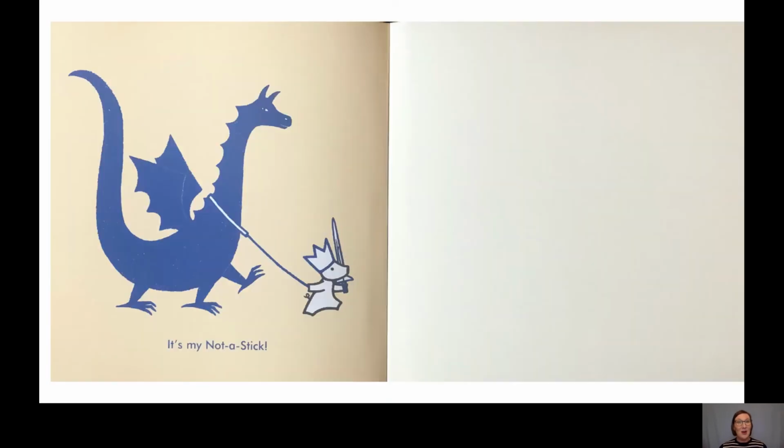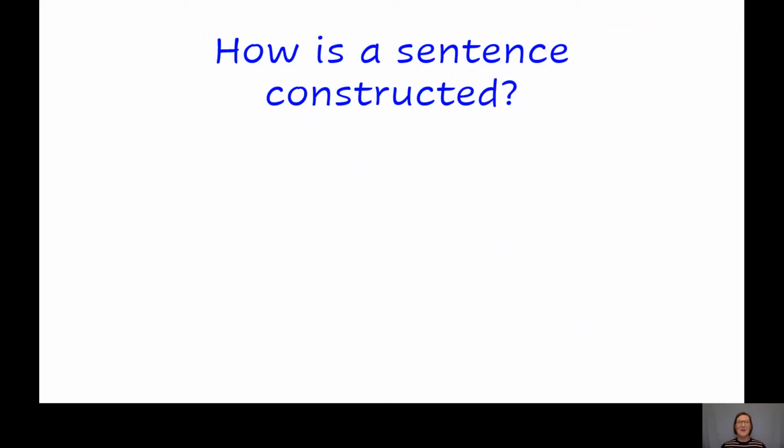It's not a stick. It was really good, wasn't it? Did you notice when I was reading the pages that were brown, I was saying that in a really bossy voice? Did you see that? Today we're going to be thinking about how a sentence is constructed. Pause the video here and talk to the person in the room about what you might find in a sentence.